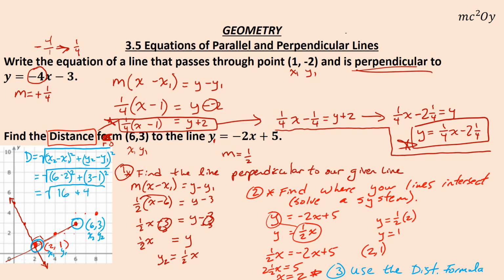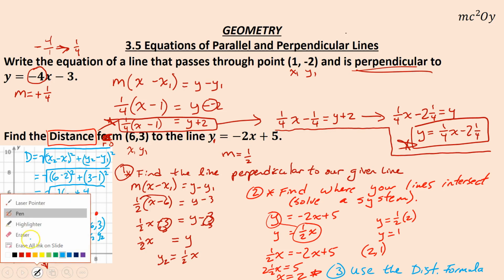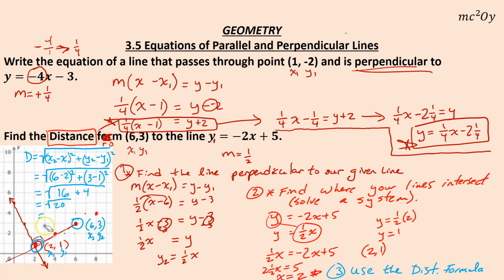Okay? Well, that equals the square root of 20, which, if we simplify, is 2 root 5. That is the distance. Alrighty, that's quite the problem. Okay, going to move on here.